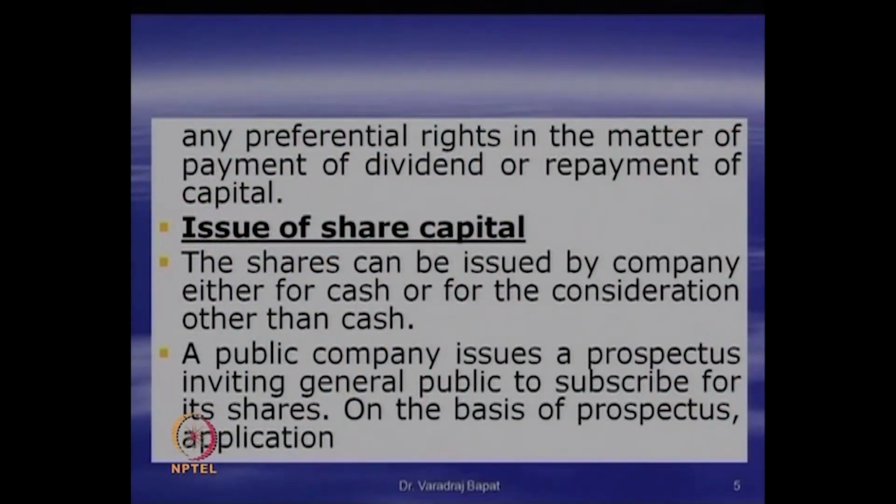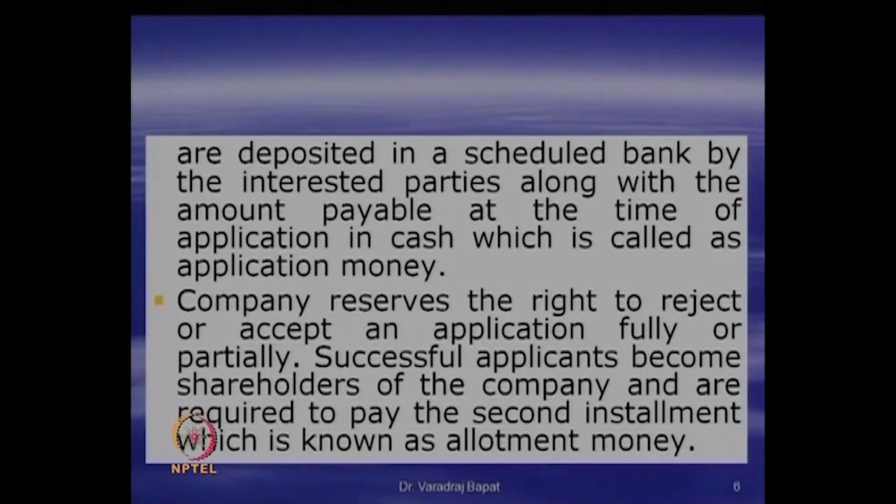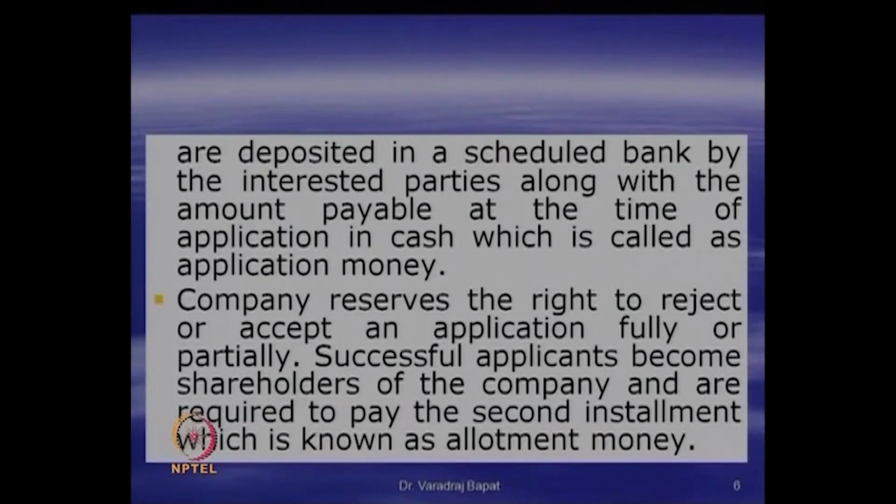Now a public company can go for issue of shares to the general public. For that they issue a document that is known as prospectus. Now on the basis of the prospectus, the applications are deposited by the interested parties along with the money which is known as application money. So we were assuming that the company is issuing the shares at 15 rupees.